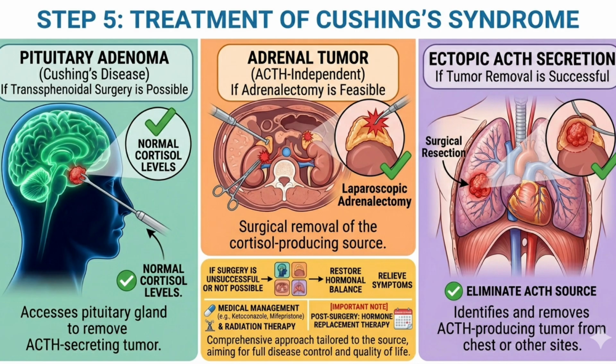When surgery is not possible or cortisol remains high, medications can be used to reduce cortisol production, such as ketoconazole, metirapone, osilodrostat, or mitotane. Radiation therapy may also be used, especially when pituitary tumors cannot be completely removed. In summary, the goal of treatment is to lower cortisol levels, treat the underlying cause, and manage complications such as hypertension, diabetes, osteoporosis, and infections.